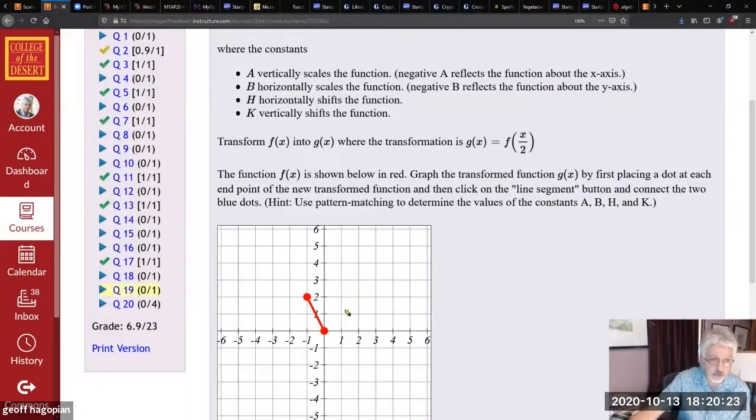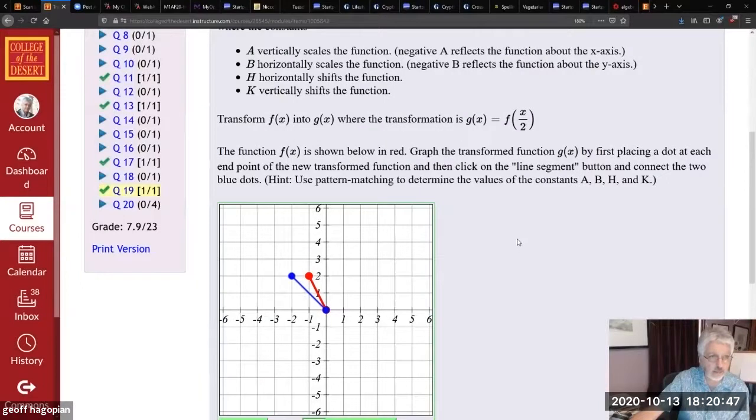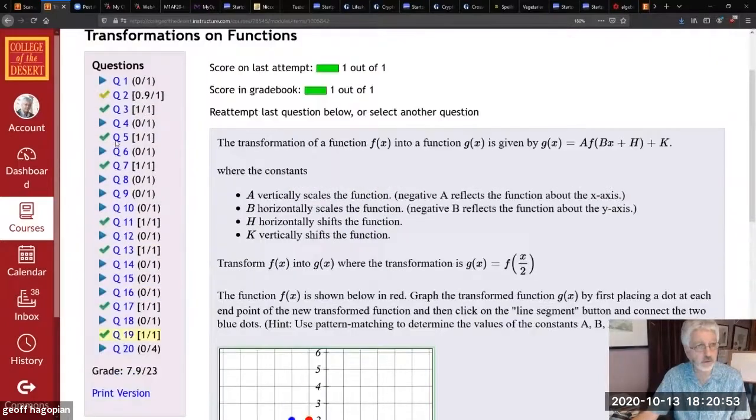However, if x is 0, then half of 0 is still 0. So this point on the axis doesn't move. So if I've got my dot chosen, I'm going to want this, but then I'm going to want this one, which is twice as far, right, from the y-axis. So we're stretching away from the y-axis, and we'll have this line segment here. All right, I think those are pretty good problems for understanding transformations of functions.